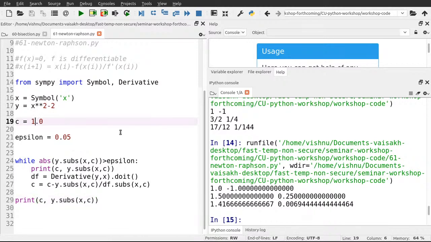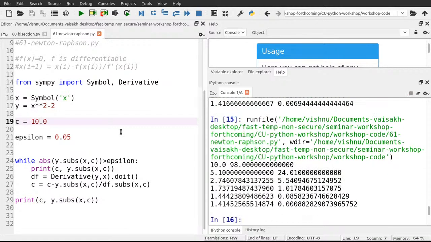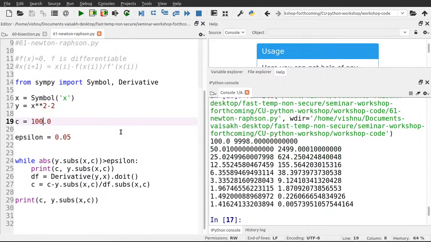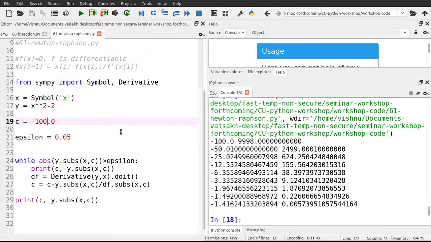Now if we take, suppose that we start with 10, what will happen? So the number of iterations is increasing. The number of iterations is further increasing, but still it's converging. Minus 100. Same. It's still converging.